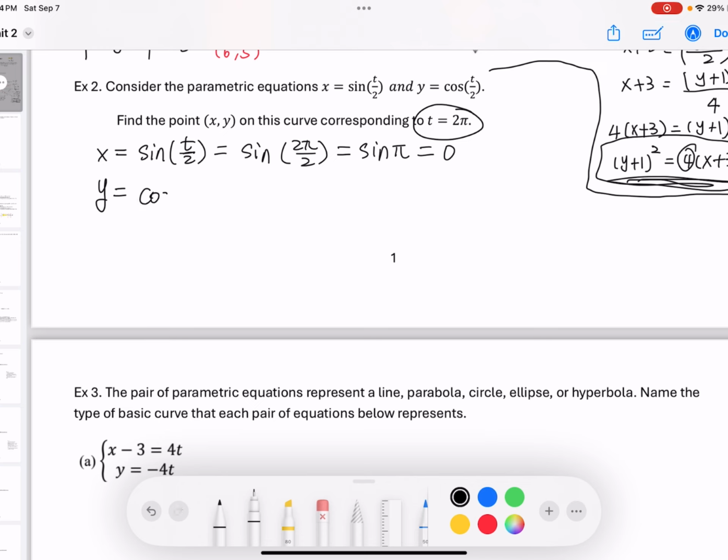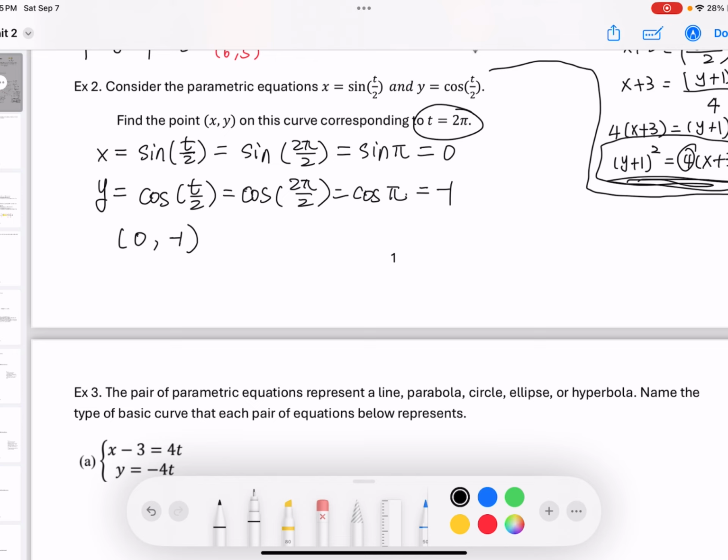And the y value is cosine of t over 2. The given information is t is equal to 2 pi. So 2 pi over 2 gives cosine pi. And what is the cosine of pi? It is -1. So (0, -1) is my point on this curve. If you want to graph it, we need to plot more points.